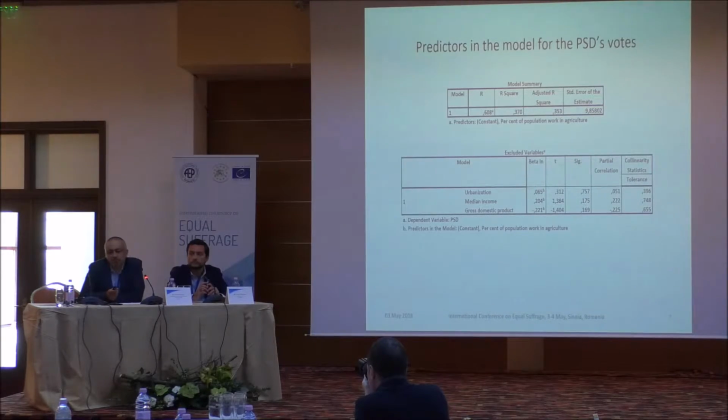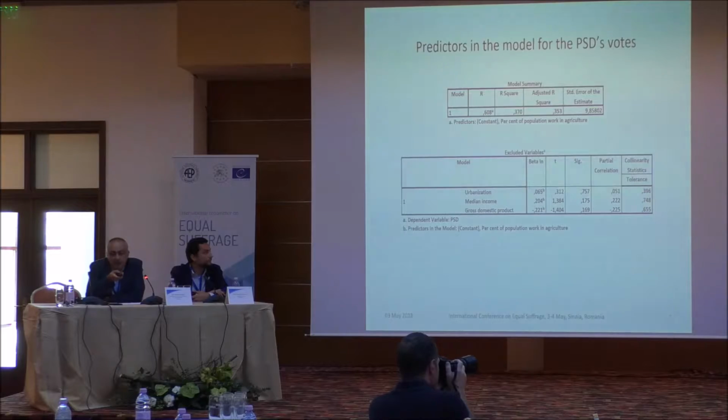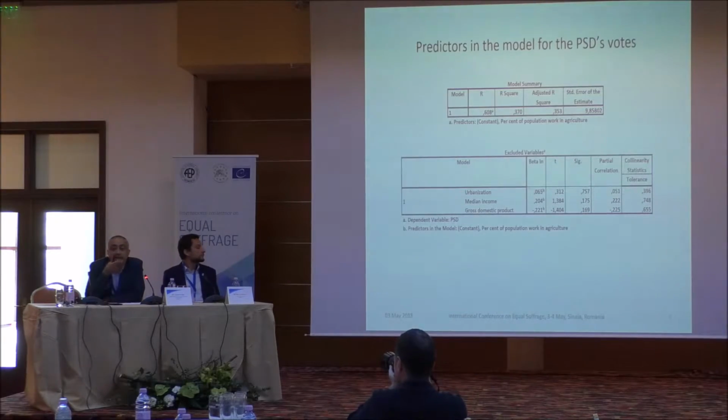Many points remain that are out of this model. As you can see, urbanization, median income, and the gross domestic product are out of the model because the model is under the collinearity process, and if collinearity has a significant level, the variable is out of the model.